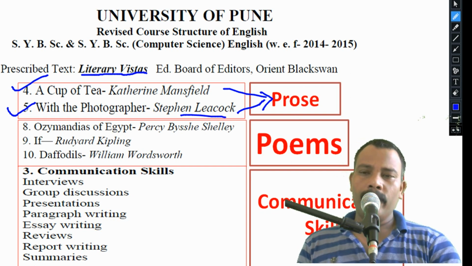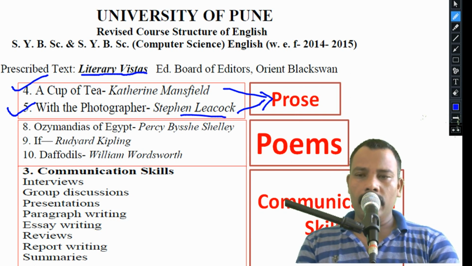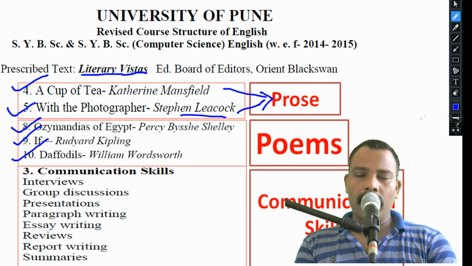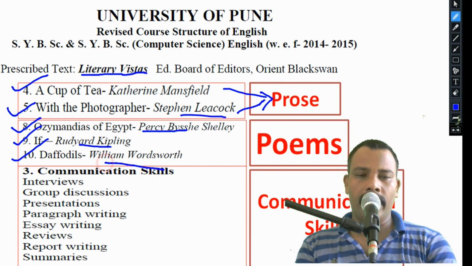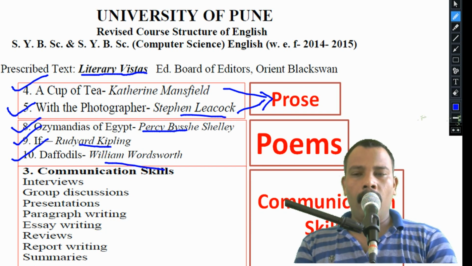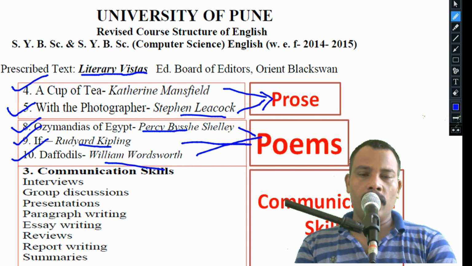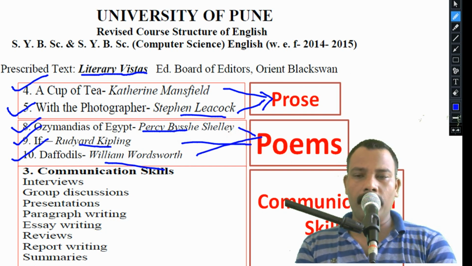The next part is poetry: Ozymandias of Egypt, then If, and then Daffodils. So there are a total of 3 poems in the second semester. Ozymandias is by P.B. Shelley, If is by Rudyard Kipling, and Daffodils by William Wordsworth. So keep in mind: 2 prose sections and 3 poems.